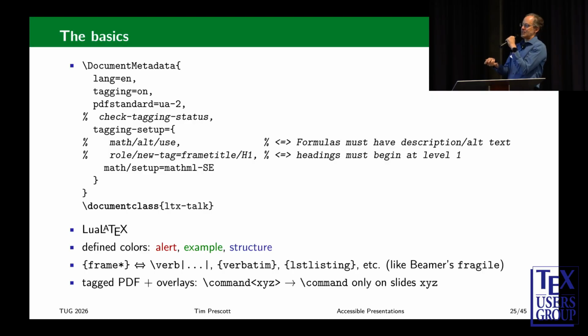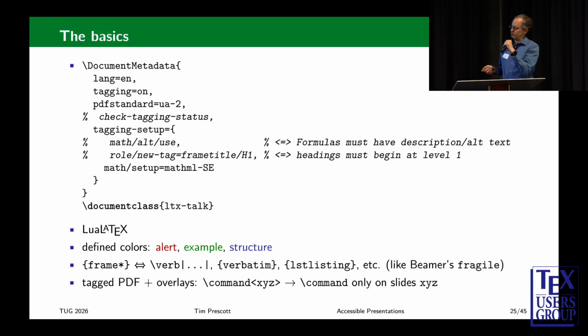Let's see, document class ltx-talk. Okay, we need to compile with ltx to make sure things are compatible. We get 3 colors defined out of the box: alert, example, and structure, that are red, green, and blue, slightly darker than that. We do want to think of this as a replacement for Beamer, so a lot of the Beamer ideas do carry over.